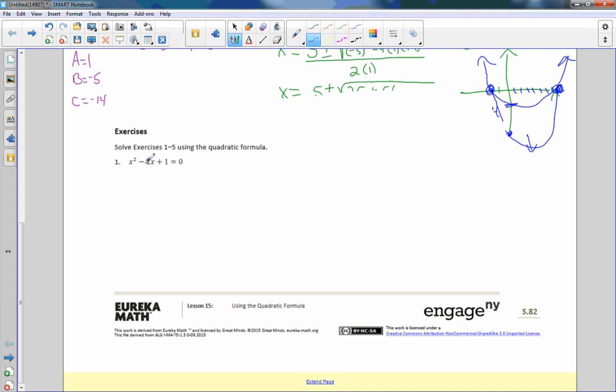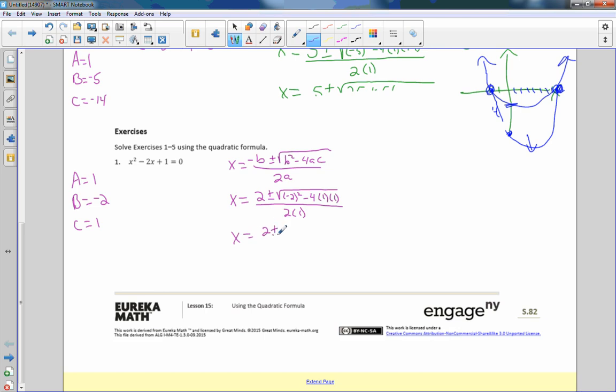Solve. So this is already in standard form, so I'm just going to say a equals, there's nothing in front of the x squared, so it's 1. B equals negative 2. And C equals 1. Write your formula. X equals negative b plus or minus the square root of b squared minus 4ac divided by 2a. Substitute. Negative 2. Be careful. 2 plus or minus square root of b squared, negative 2 squared, minus 4ac, all over 2 times a.